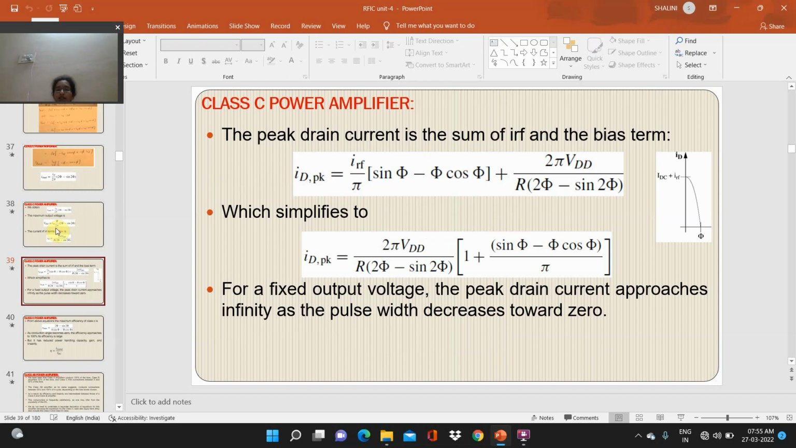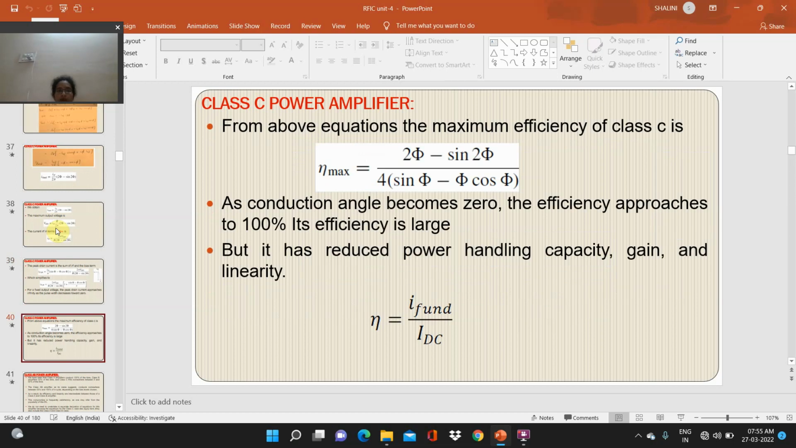For a fixed output voltage, the peak drain current approaches infinity as the pulse width decreases towards zero. From the above equation, the maximum efficiency of the class C amplifier is eta max is equal to that equation. As the conduction angle becomes zero, the efficiency approaches 100%. Its efficiency is large, but it has reduced power handling capacity, gain and linearity. Eta is equal to the fundamental current by the DC current.